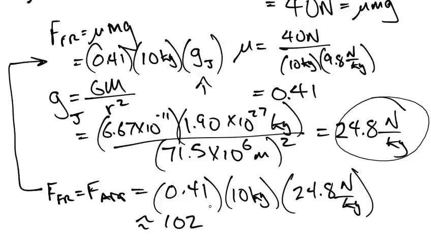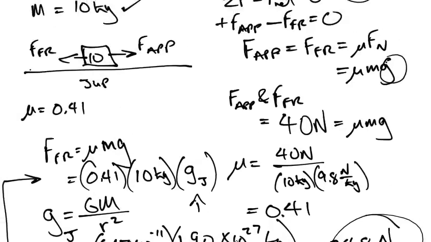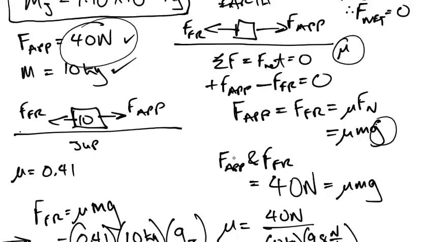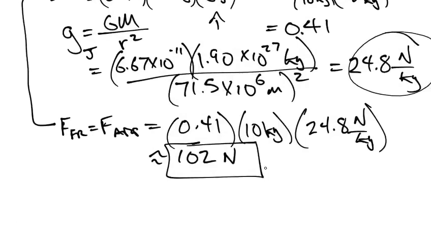Approximately 102 newtons of force. So on Earth, we needed 40, but on Jupiter, because there's more gravity and therefore more friction and therefore more applied force required, we need 100. So more than double. All right? Hope you enjoyed this problem. That's the end.